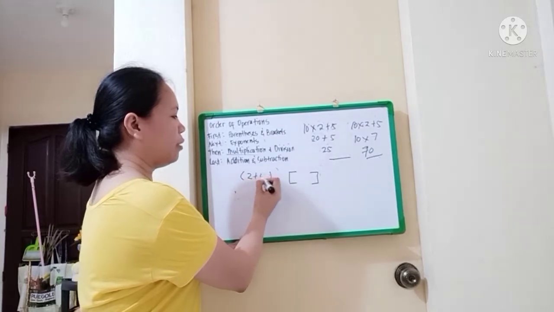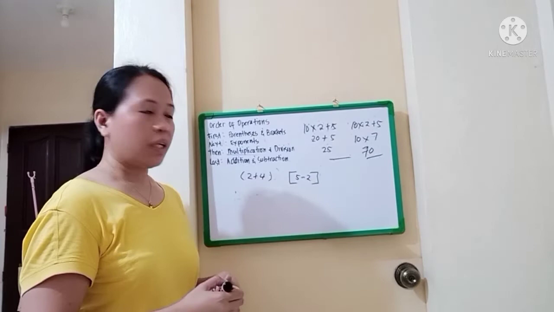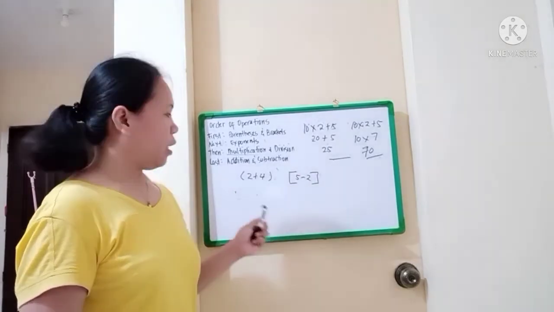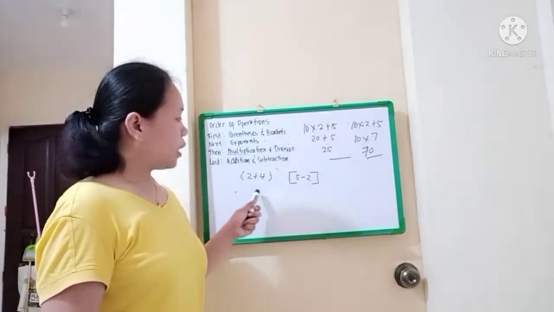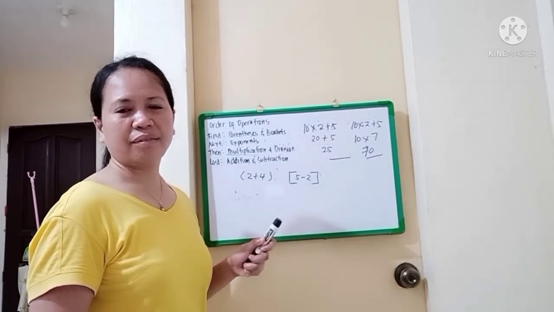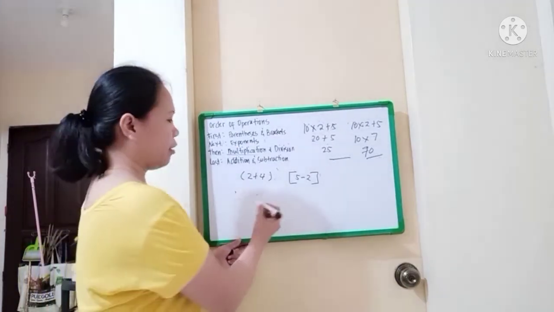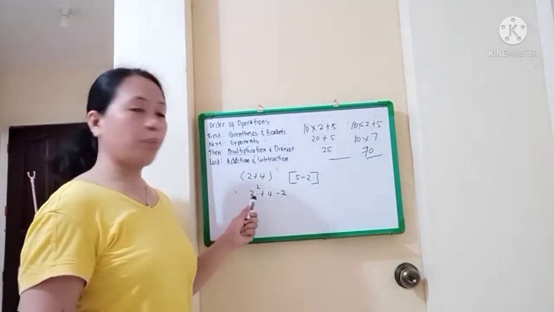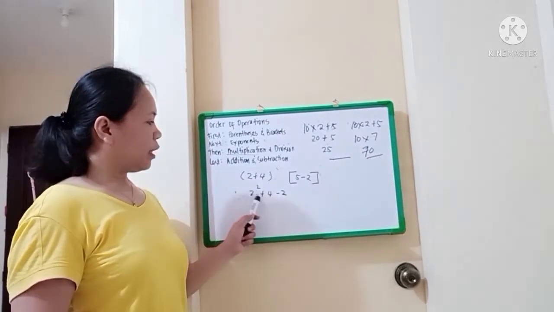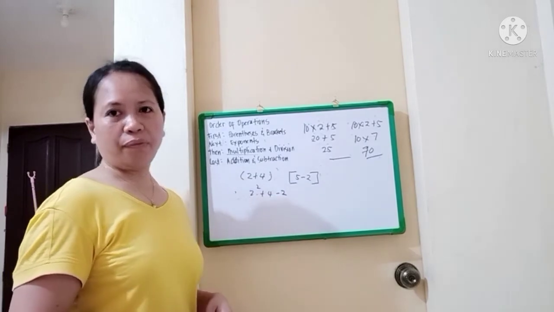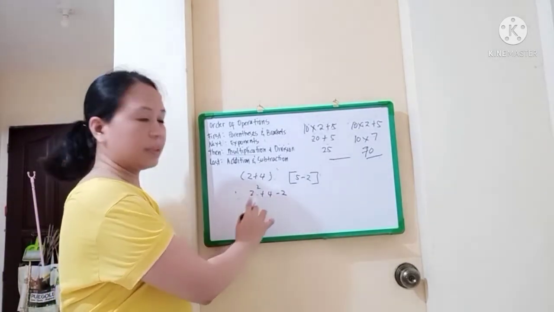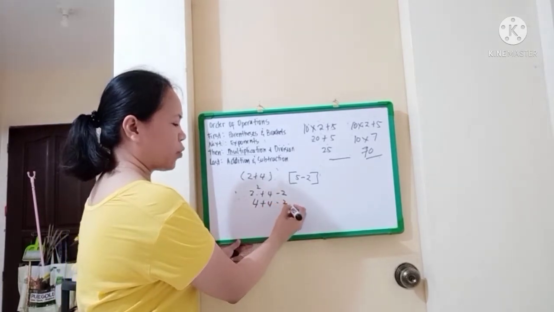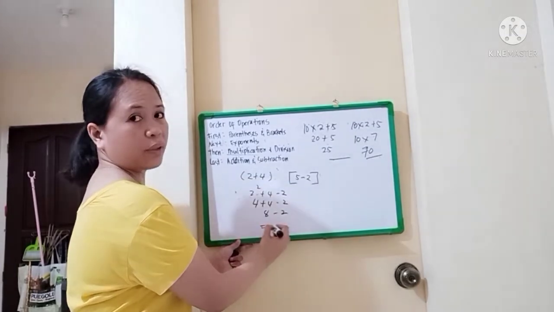So for example, this is an example of parentheses and brackets. If you see a problem with parentheses, then you must first solve the numbers inside the parentheses and brackets. And what is an exponent? If you see a number with an exponent, 2, then 4 and 2, we need to solve first the number with the exponent. So 2 times 2 is equal to 4. The next is addition. So 4 plus 4 minus 2. 8 minus 2 is equal to 6.